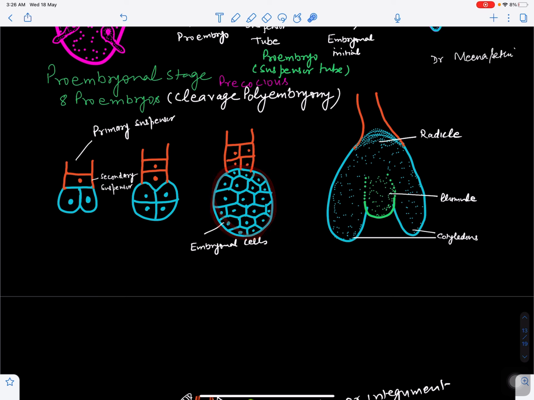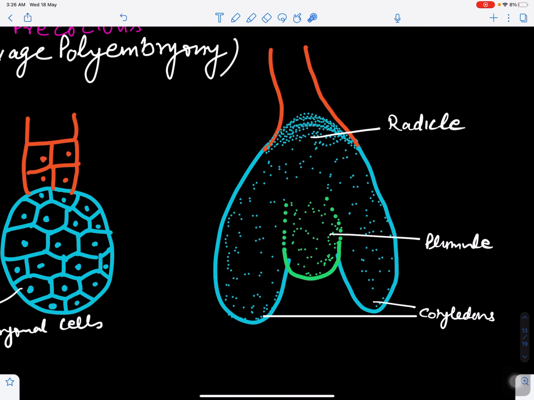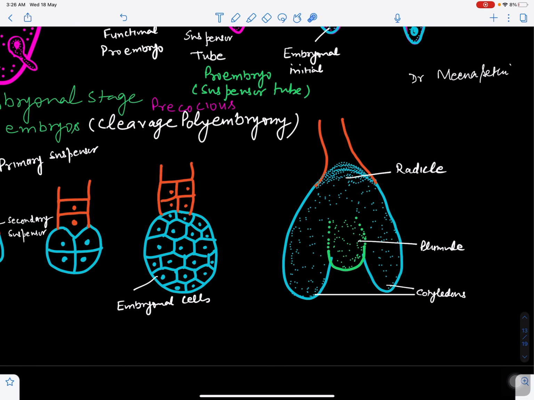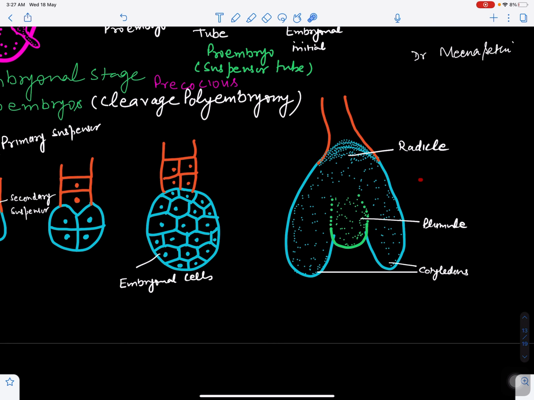These are embryonal cells. Now these cells will undergo differentiation. Here this part will become the plumule, and these cells will get differentiated to form the cotyledon, and this part toward the suspensor tube will develop into the radicle part. Now this is the mature embryo of the Ephedra, which is produced inside the ovule. Now when the ovule ripens, it will form the seed. So when the ovule ripens, this process, ovule ripening, is called formation of seed.